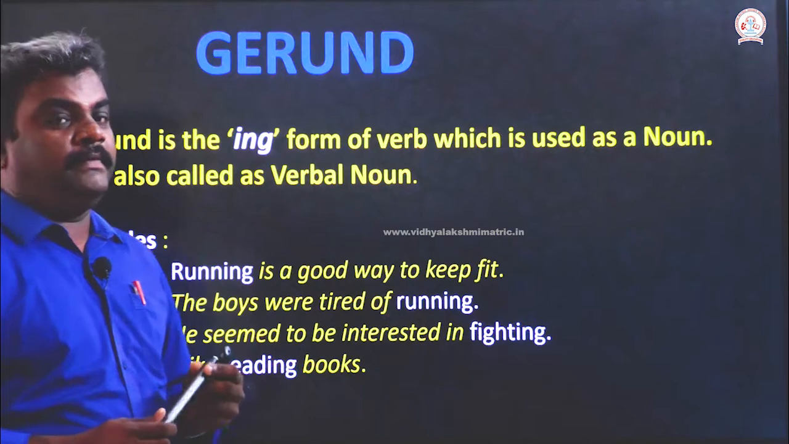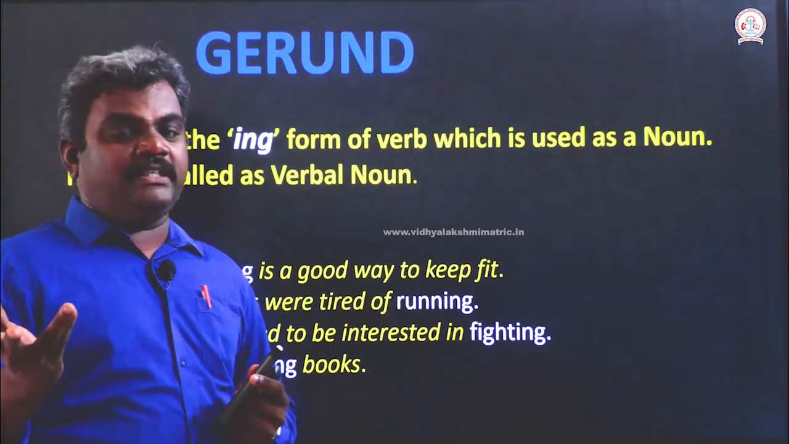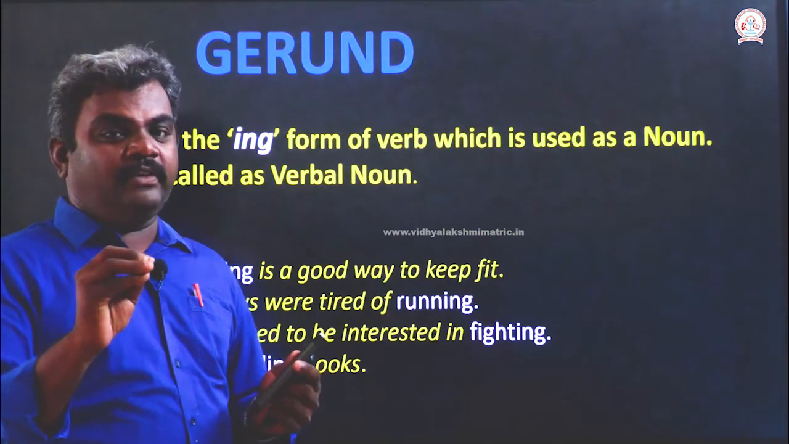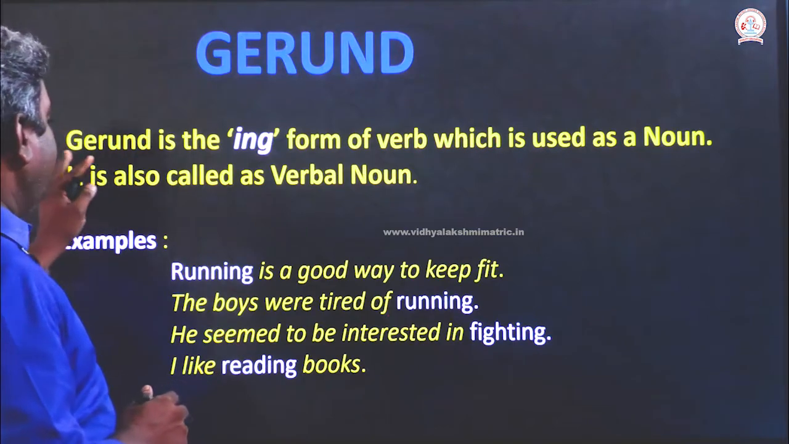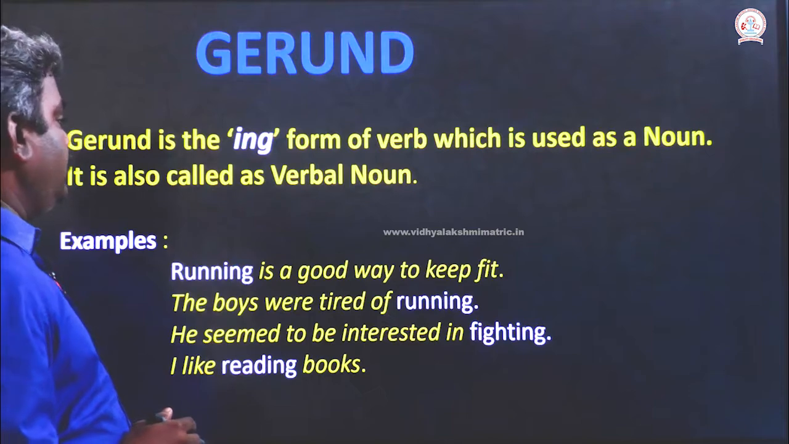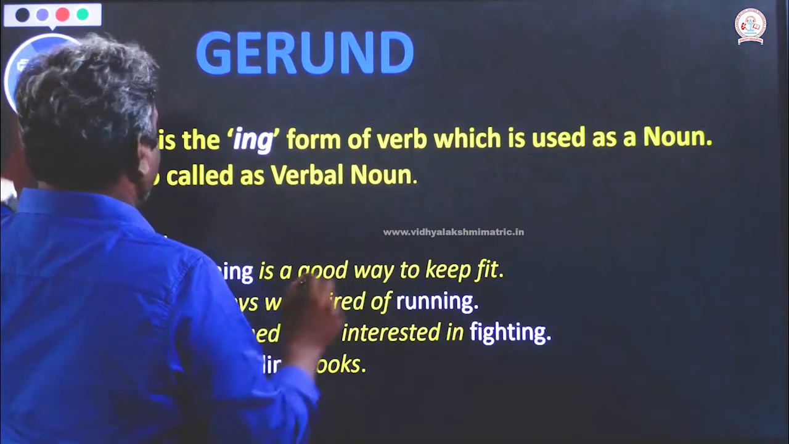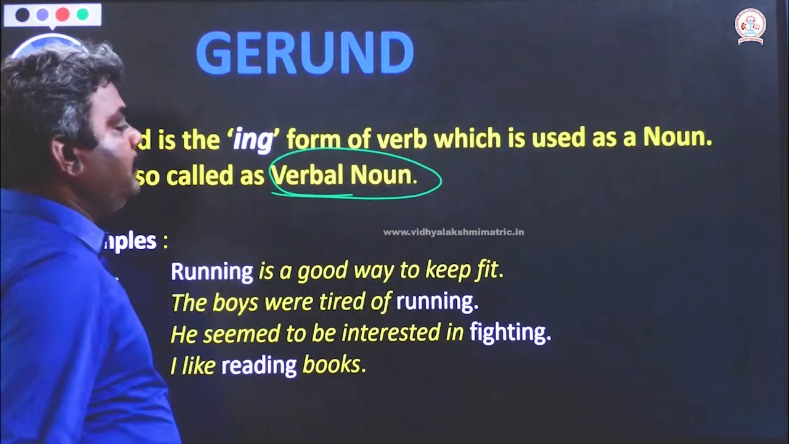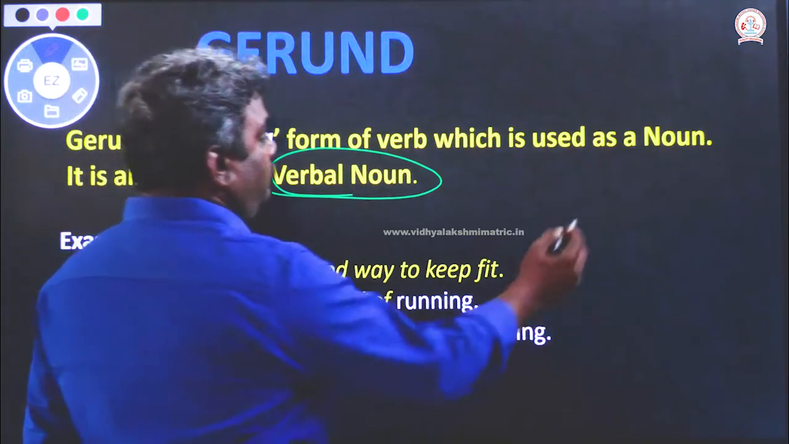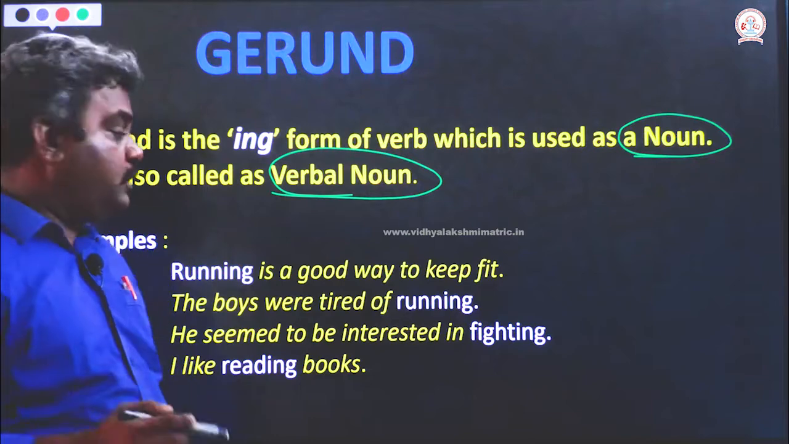Gerund. Everyone knows it very clearly, and its function, it comes as subject and object. It's not a problem at all, so I need not take too much time for this. Gerund is the ing form of the verb which is used as a noun. It's also called verbal noun. This is somewhat important. Gerund is called verbal noun. It functions as a subject as well as object.